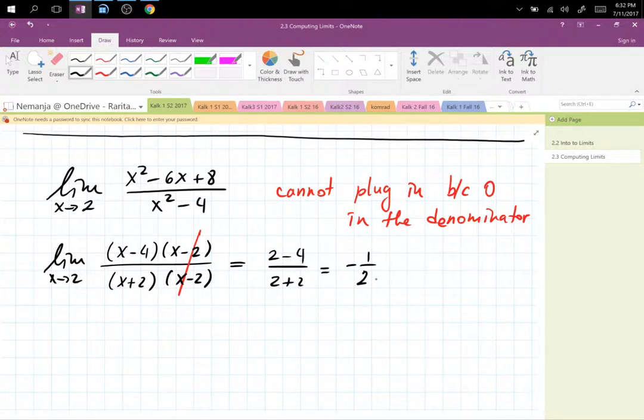Great. So this problem was possible to solve by factoring. Great. How about this one?